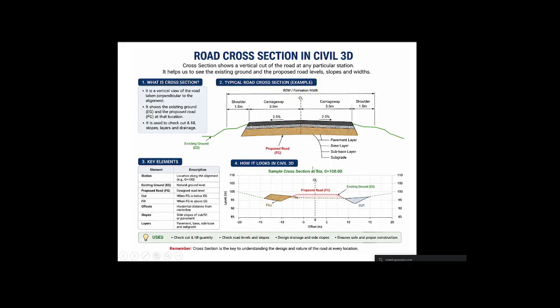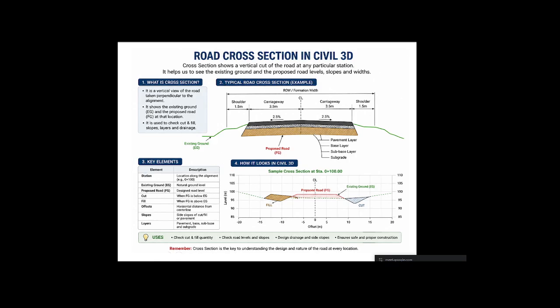Now look at this below side. We have the different layers of this road: the pavement layer, base layer, sub base layer, and subgrade layer. Each layer has its different job, and together they make the road strong and durable.